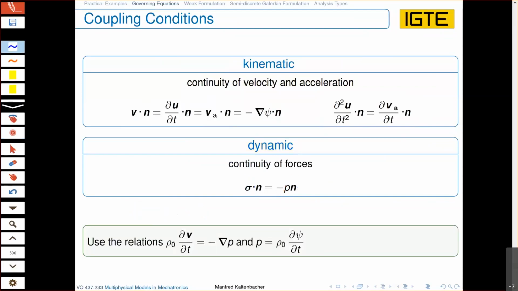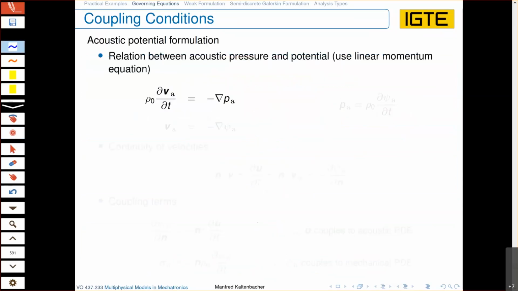Okay, what else do we know? And that is important. We have the linearized momentum conservation. This is the linearized, or also sometimes called the acoustic, momentum conservation. We also have the acoustic mass conservation, and we also know, which we get actually out of this equation here, that the relation between the acoustic pressure and the acoustic scalar potential is given by this equation. Okay, now we have everything, and we just take this information and make the coupling conditions for a pressure formulation as well as for a scalar potential formulation.